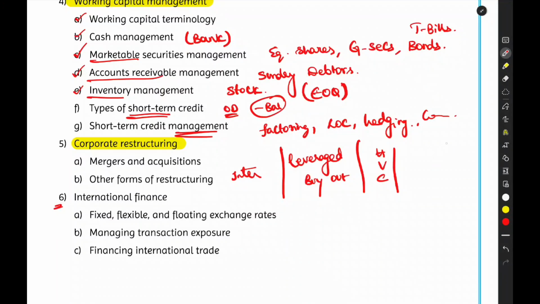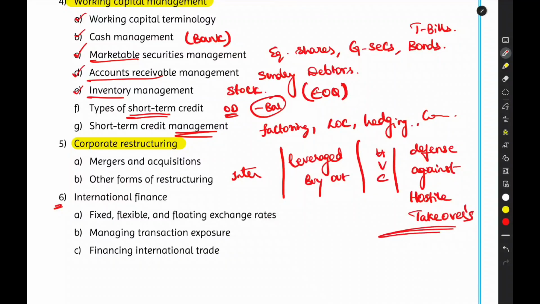Then we'll also cover one of my very interesting concepts, that is defense against hostile takeovers. If somebody is trying to acquire your company and you don't like that, what can you do to prevent somebody from forcefully taking over your company? So what are the different strategies that you can use to defend yourself from a hostile takeover? White knight approach, or else poison pills, golden parachutes, all that stuff will be there.